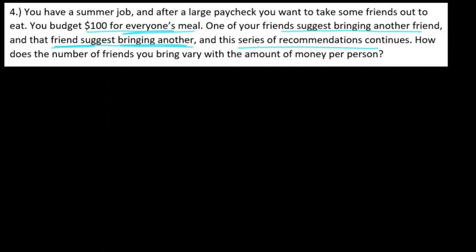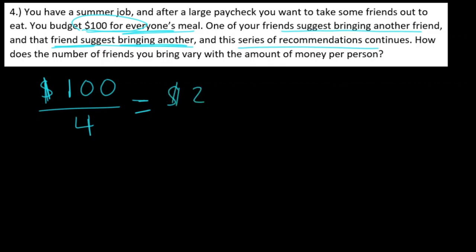So I kind of want you to think about it this way. We have this $100, and let's just look at a very, very, very specific case. Let's say you had $100, and let's say you actually kind of put a stop to the friends inviting friends after the fourth person was committed. So what is $100 divided by 4? Well, that would be $25 per person. So for $25 a person, you can still go out and get a pretty relatively nice meal.